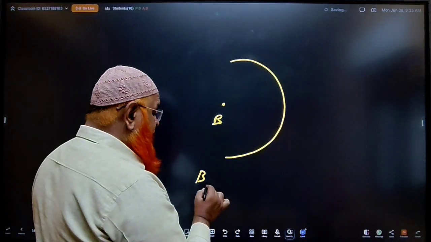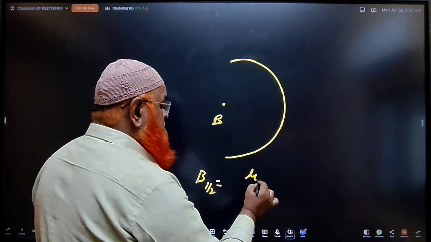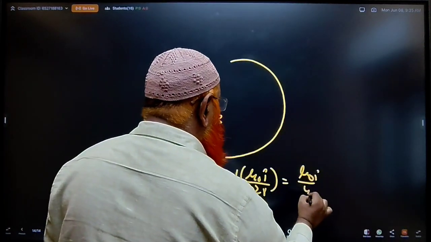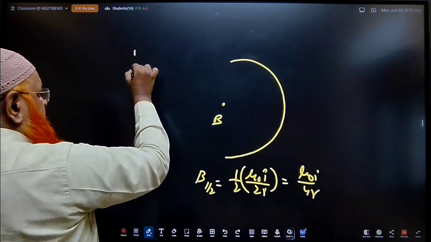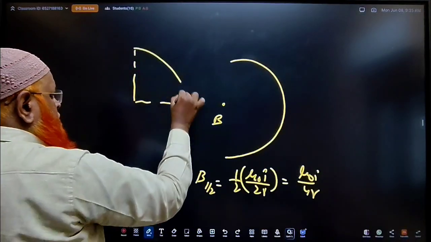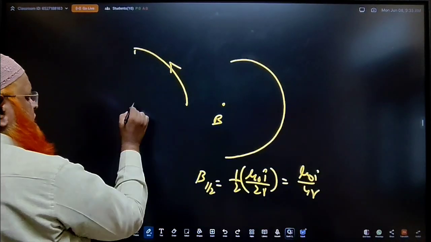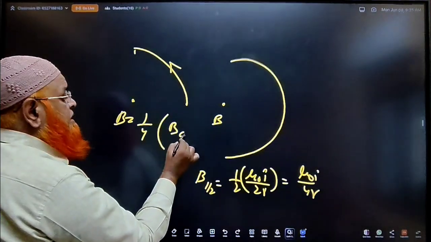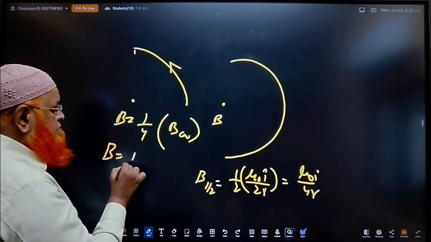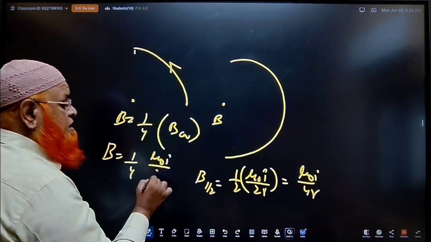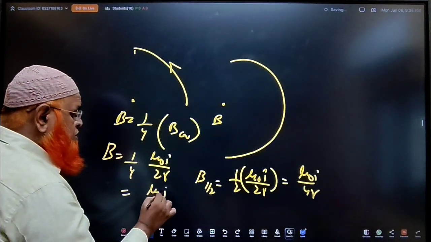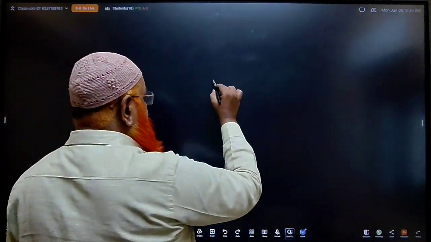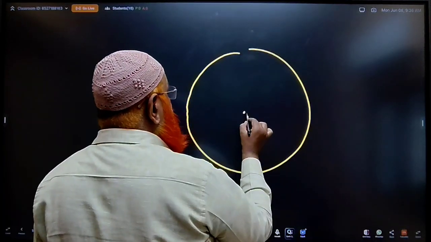That's the simple method. For a half circle, our formula mu naught I by 2r should be halved. That's it. So it's going to be mu naught I by 4r. For example, only this much part of the circle is there, only 1/4 of a circle is there. So for a complete circle B is mu naught I by 2r, and 1/4 times that is going to be mu naught I by 8r. Mu naught I by 8r. So I have taken one more part here now.